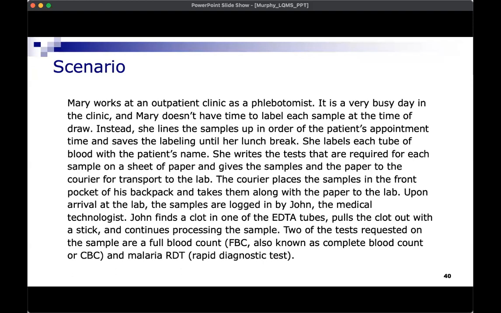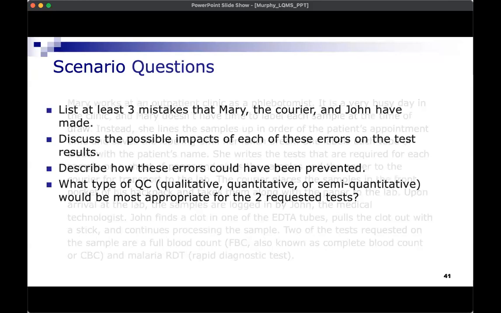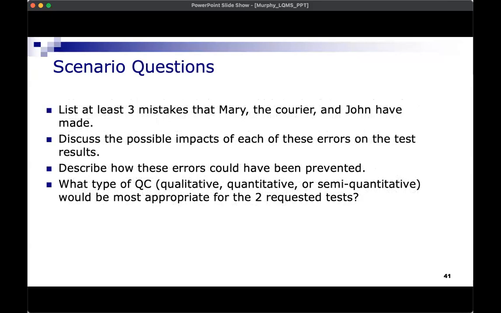It needs to be recorded so that down the line, if anyone comes to that sample, they know that it was a clotted sample. So those are the types of things we were looking for in that question. So discuss the possible impacts of each of these errors on the test results. So I think I kind of touched on some of them.